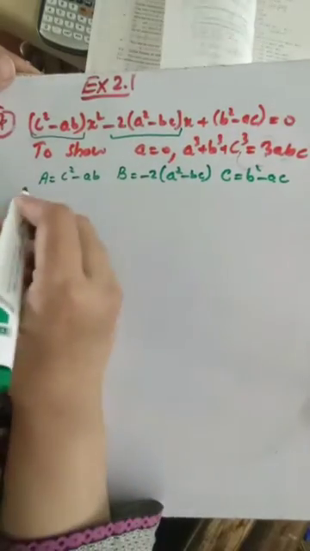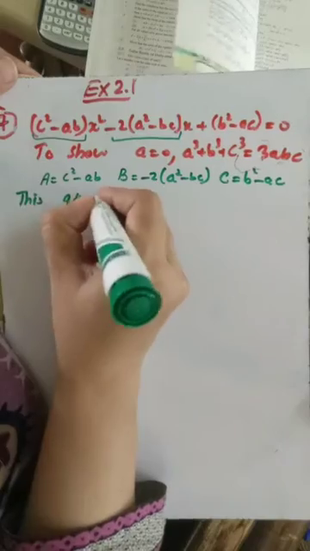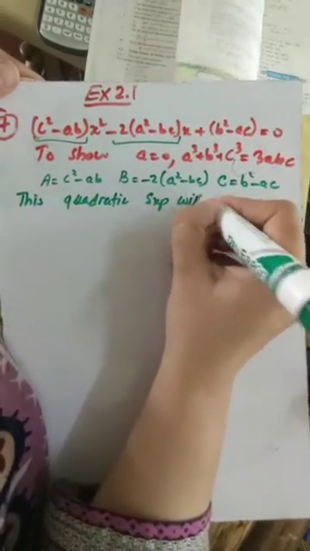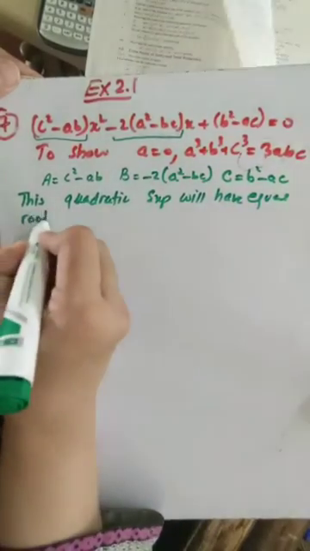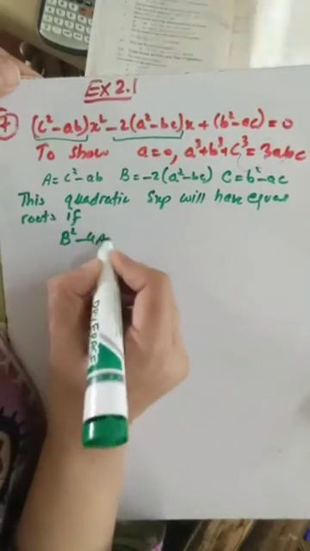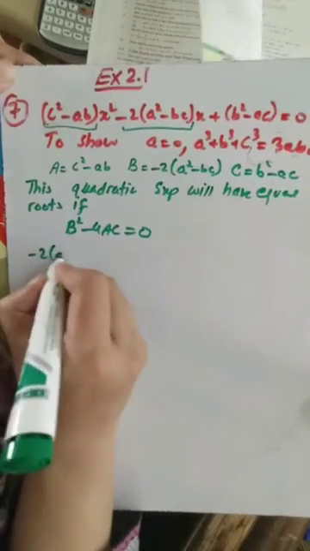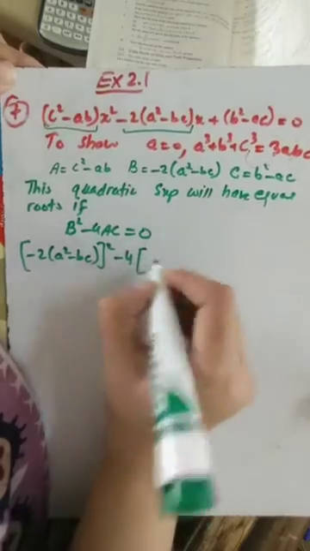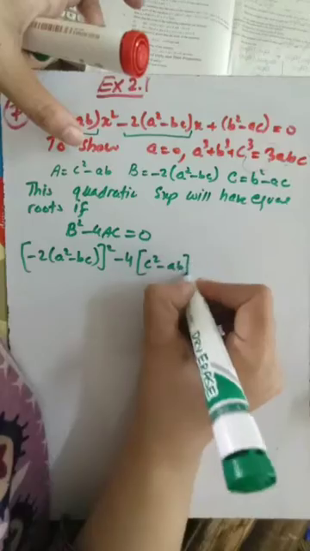Now this is a quadratic equation. This quadratic expression will have equal roots if b square minus 4ac is equal to 0. That is, putting the value of b square again, b square minus 4a, I'm just putting the values of a, b, c from here.